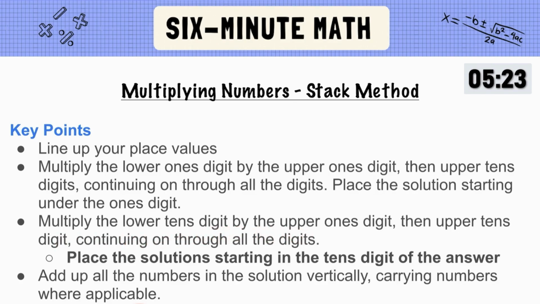This is very important. We need to place the solution to the lower tens digit starting in the tens digit of the answer. At the very end, after I multiplied all my numbers, I'm going to add them all up in the solution vertically, carrying numbers where applicable. This seems like a lot, but it will make way more sense when we see an example.